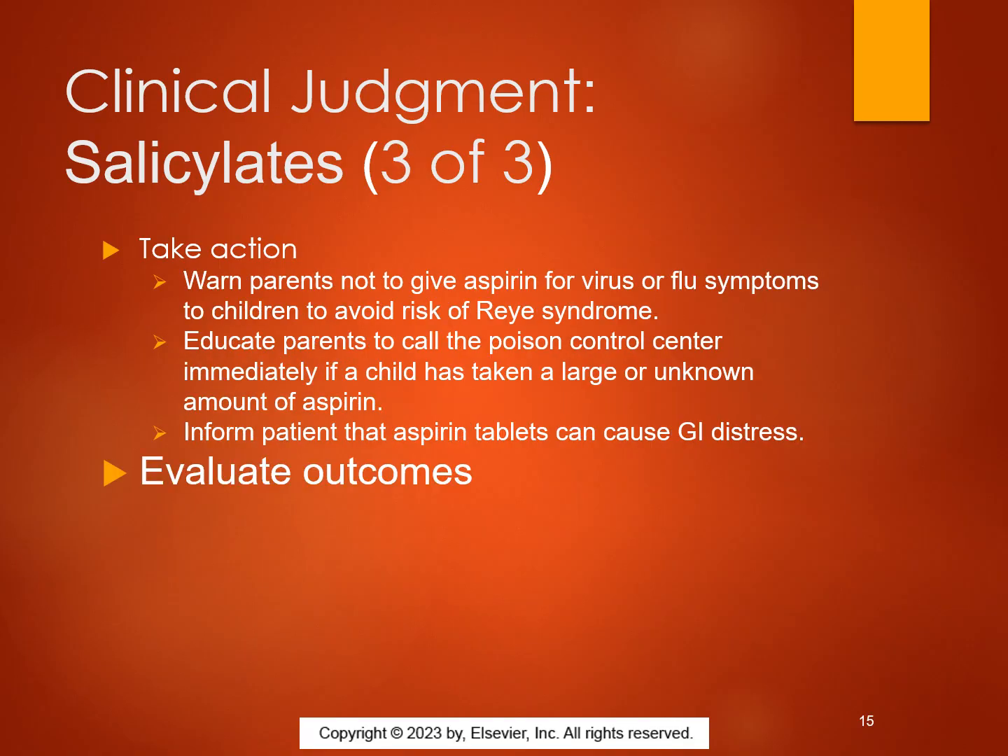Take action, continued. Warn parents not to give aspirin for virus or flu symptoms to children to avoid the risk of Reye syndrome. Educate patients to call the Poison Control Center immediately if a child has taken a large or unknown amount of aspirin. Inform the patient that aspirin tablets can cause GI distress.